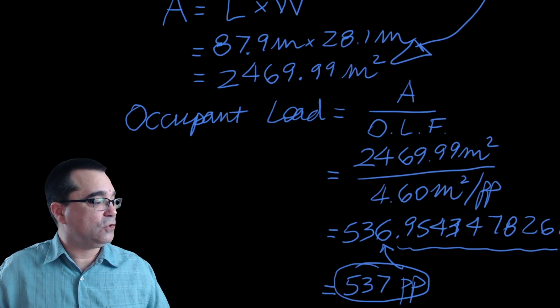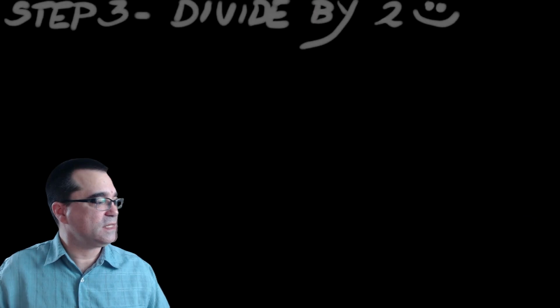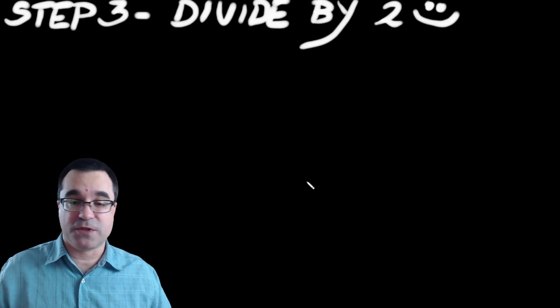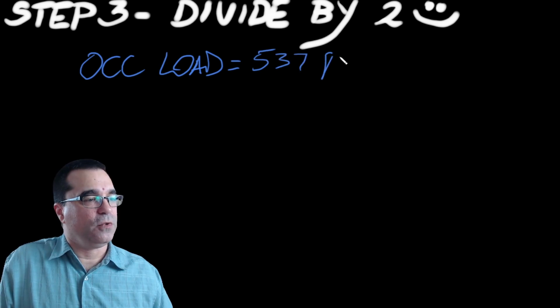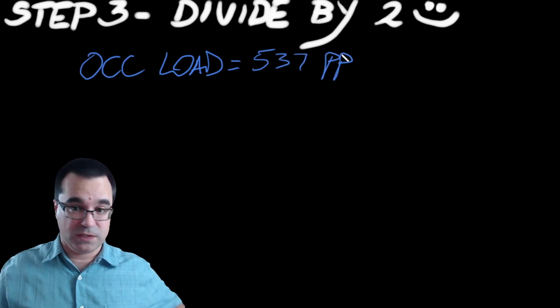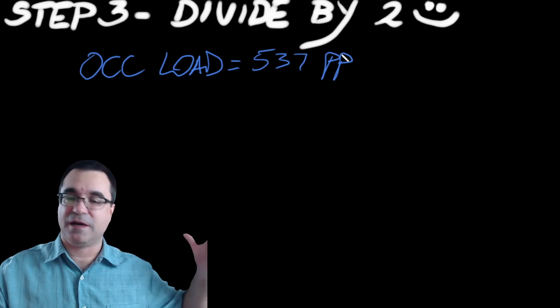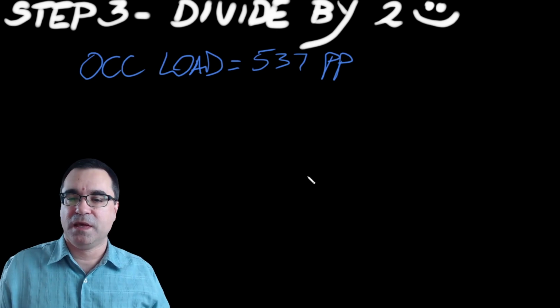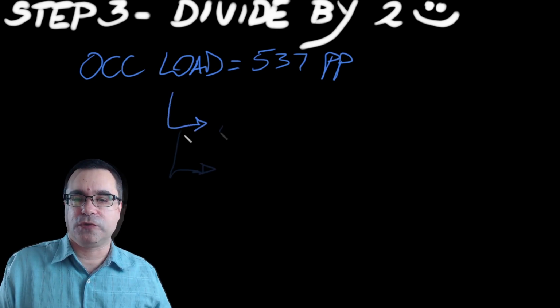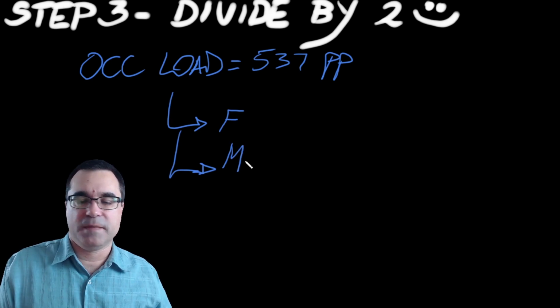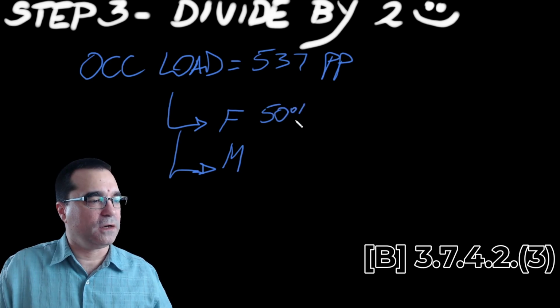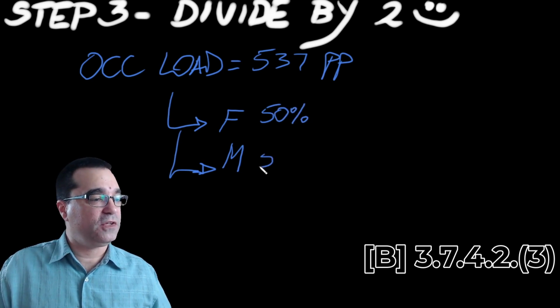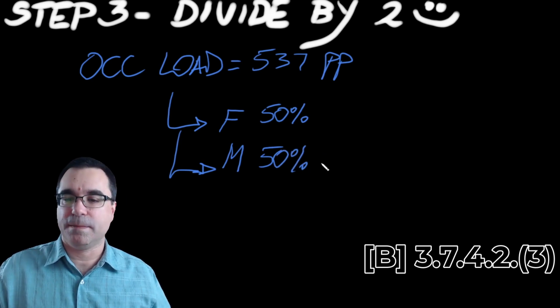Let's move on then to the next step, which is step number 3. In step number 3, we have to remind ourselves of what the occupant load is. The occupant load that we found was 537 people. So these are all the people that are expected to be using that length times width space in that flour mill. But we have to divide this into two categories, female and male, because we're assuming that 50% of this number are going to be using the female bathroom, and 50% of this number are going to be using the male bathroom.